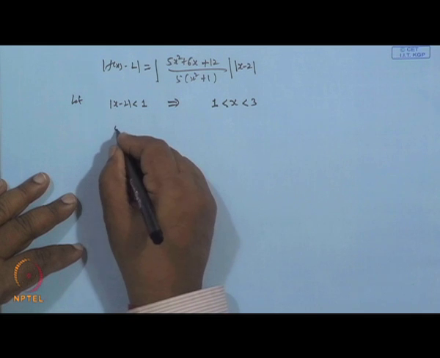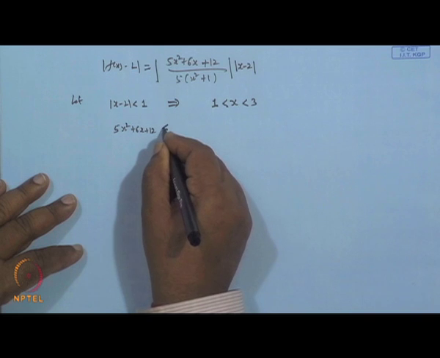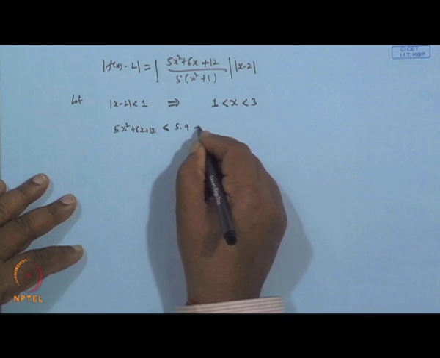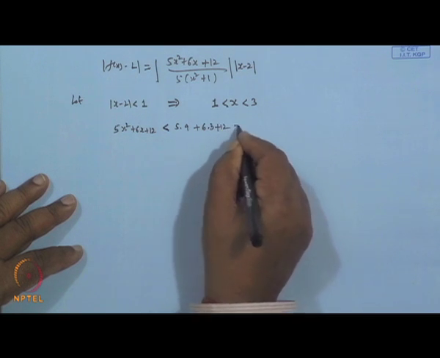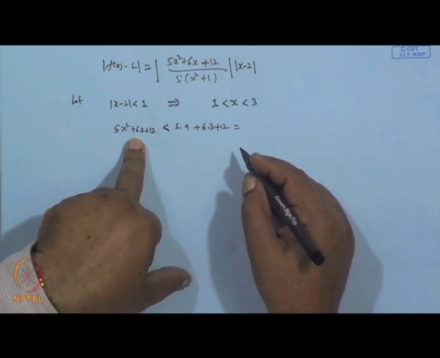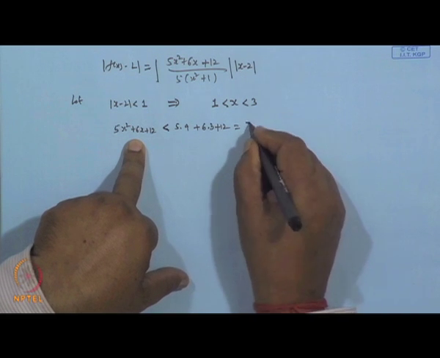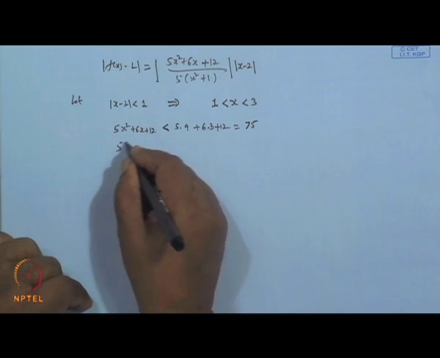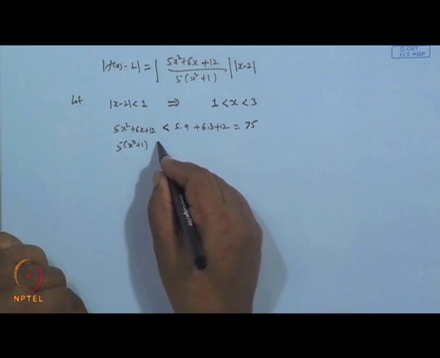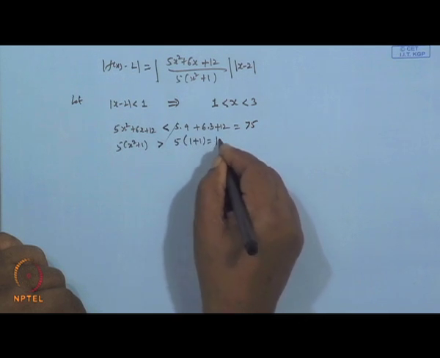So, what will be the upper bound for 5 x square plus 6 x plus 12? This will be less than, since x is bounded by 3, 5 into 9 plus 6 into 3 plus 12. That is the upper bound, and we can identify that it is equal to 75. And what about 5 x square plus 1, because it is in the denominator? So, write down the lower bound of this. It is greater than 5 into 1 plus 1, that is 6.